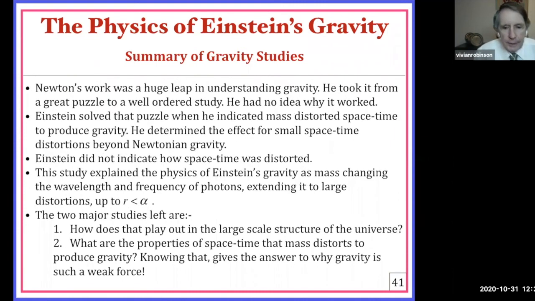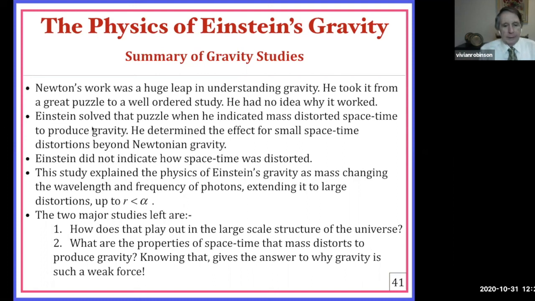Newton's work was a great leap forward in understanding gravity. He took it from a great puzzle to a relatively well-ordered study. He had no idea how it worked. Einstein solved that puzzle when he indicated mass distorted space-time to produce gravity. He determined the effect of small space-time distortions beyond Newtonian gravity. Einstein did not indicate how space-time was distorted. This study has explained that Einstein's gravity is mass changing the wavelength and frequency of photons, and it also extended to large distortions up to r less than alpha.